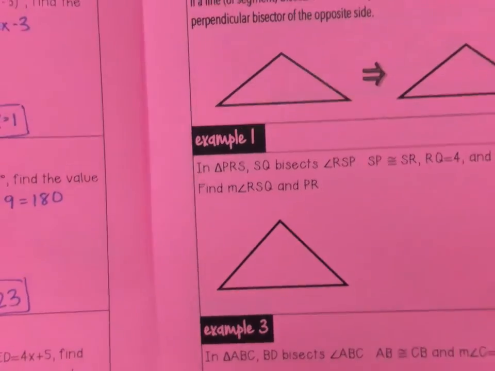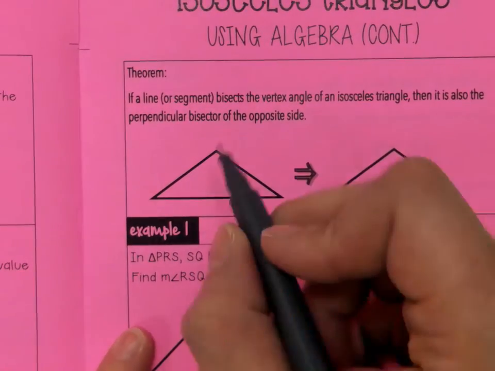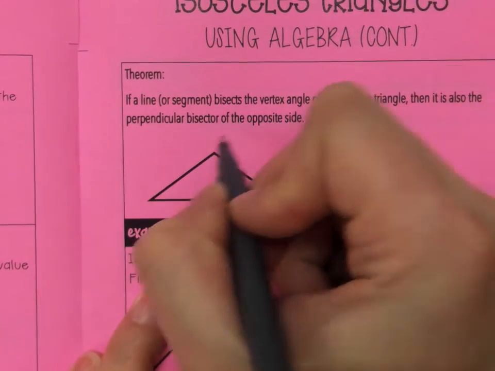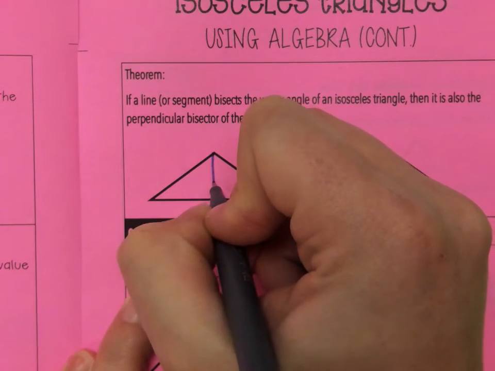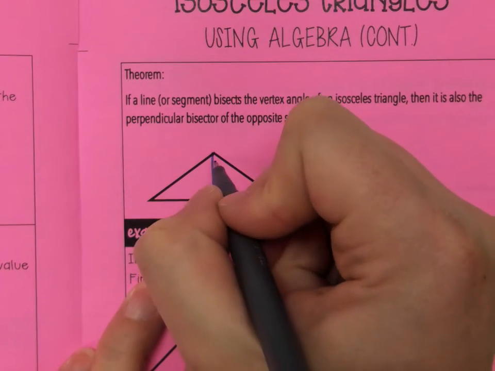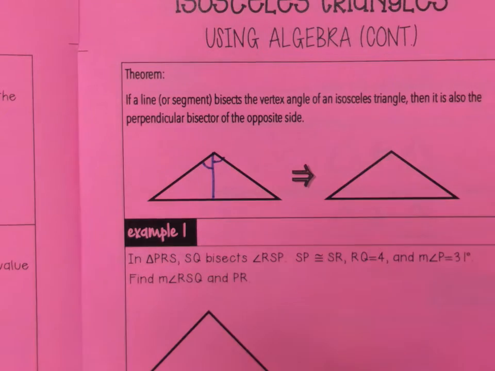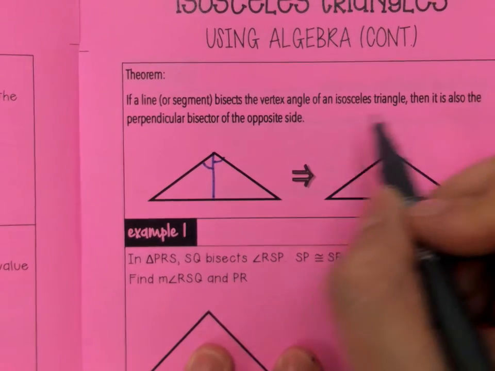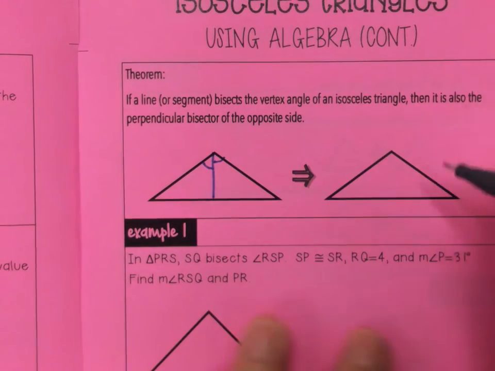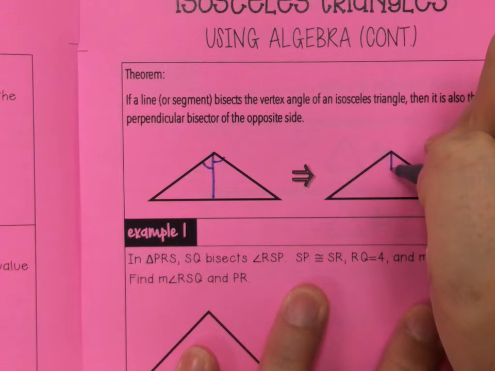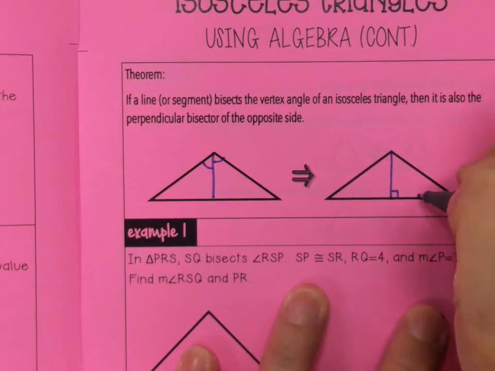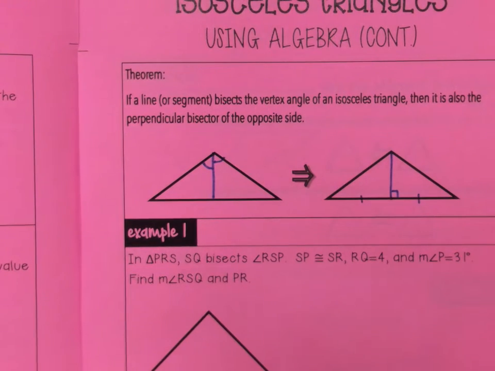All right, so this theorem up here means that if a line or segment bisects your vertex angle, bisects means cut in half, so you're going to take that top angle and cut it in half. We know it's in half because we're going to put congruency marks. Then it's also a perpendicular bisector of the opposite side. What that means is it's perpendicular and it bisects, which means it cuts the other side in half as well.